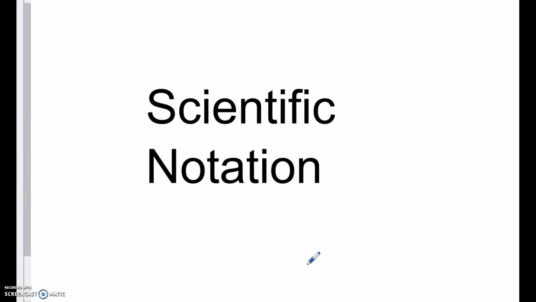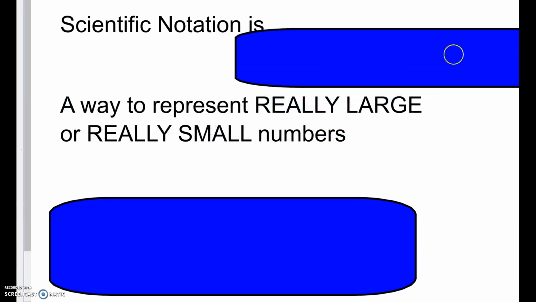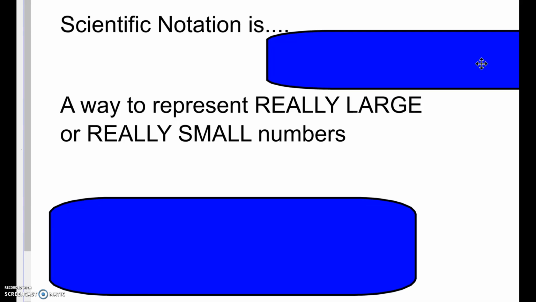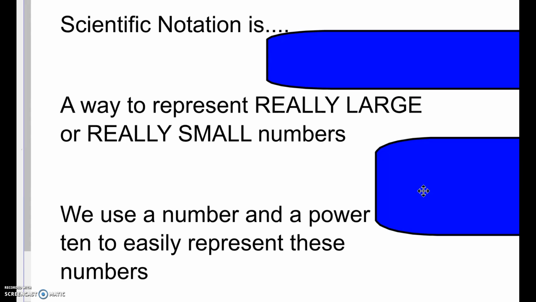Anyway, today we are going to be talking about scientific notation. So let's start off with, what is scientific notation? Scientific notation is a way to represent really large numbers or really small numbers. These are the type of numbers that would give us the diameter of an animal cell, or how many miles away Pluto is from the sun. Things like that. When we are representing these, we use a number and a power of 10 to easily represent these numbers. So we're going to go back to those powers of 10.